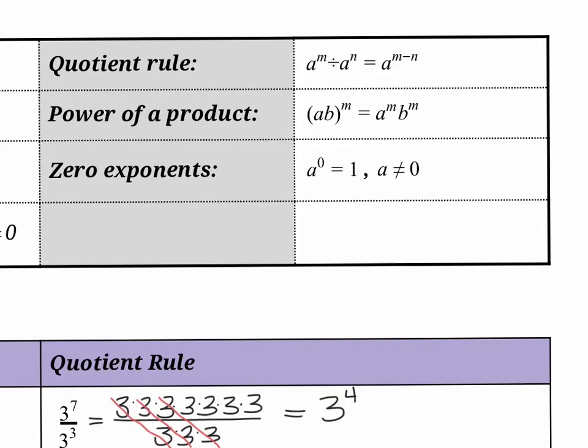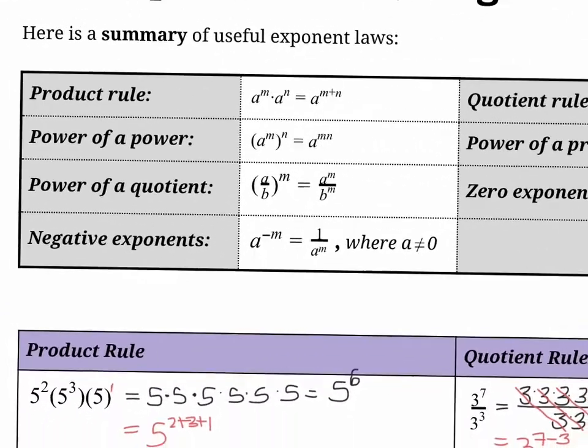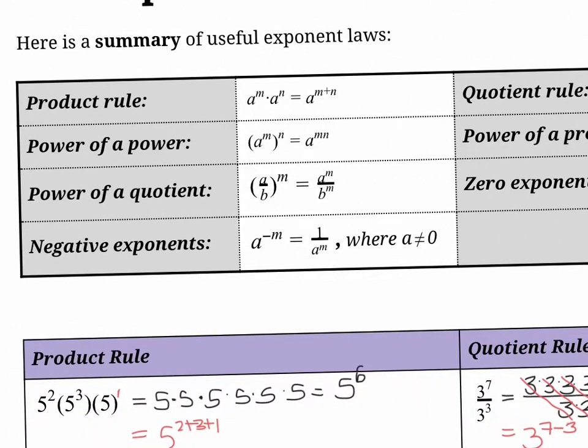Where's our final rule? Here we go: negative exponents. So anytime that we have a negative exponent, it doesn't mean it's a negative number. It means that that base is not in the right place. It belongs at the bottom of a fraction if it's negative at the top, or if it's negative at the bottom, it belongs at the top. So let's practice. In the next video, we're going to actually apply these exponent rules.